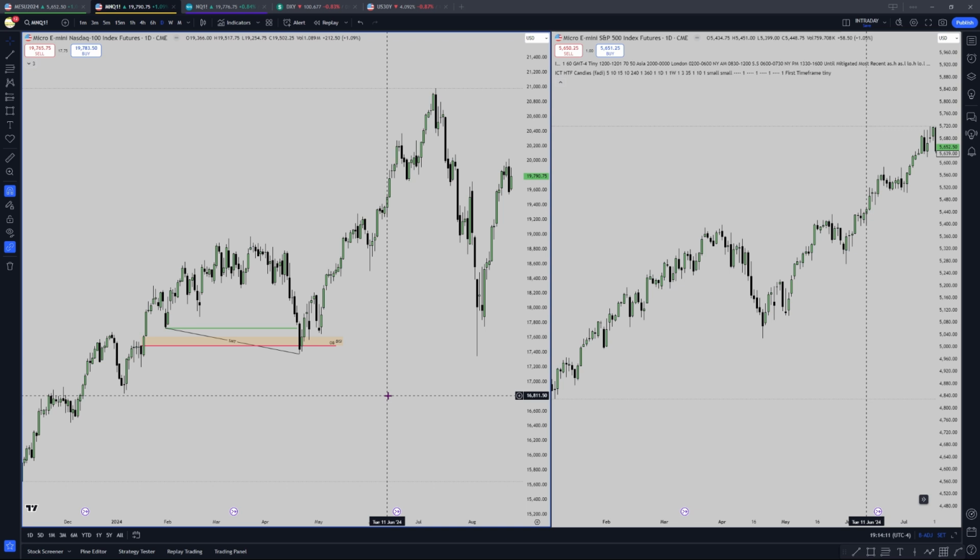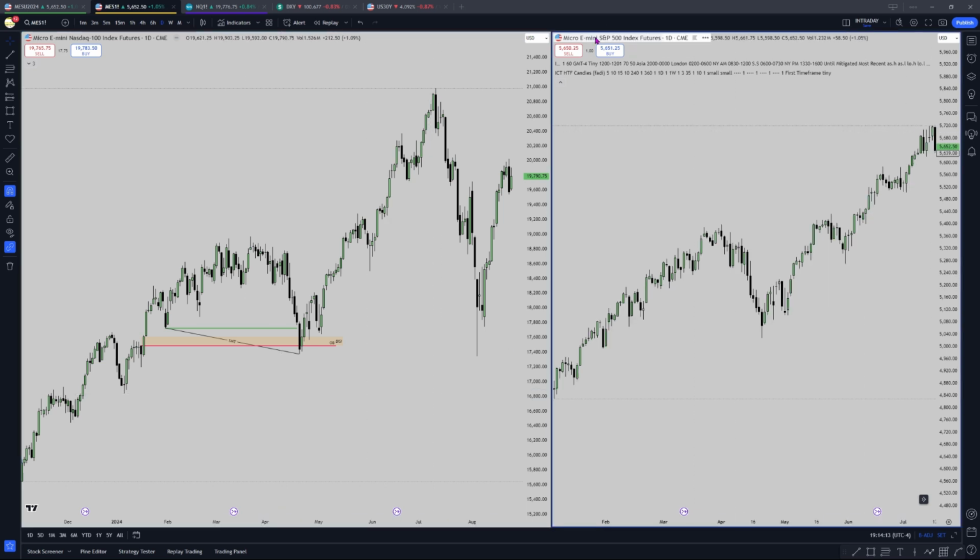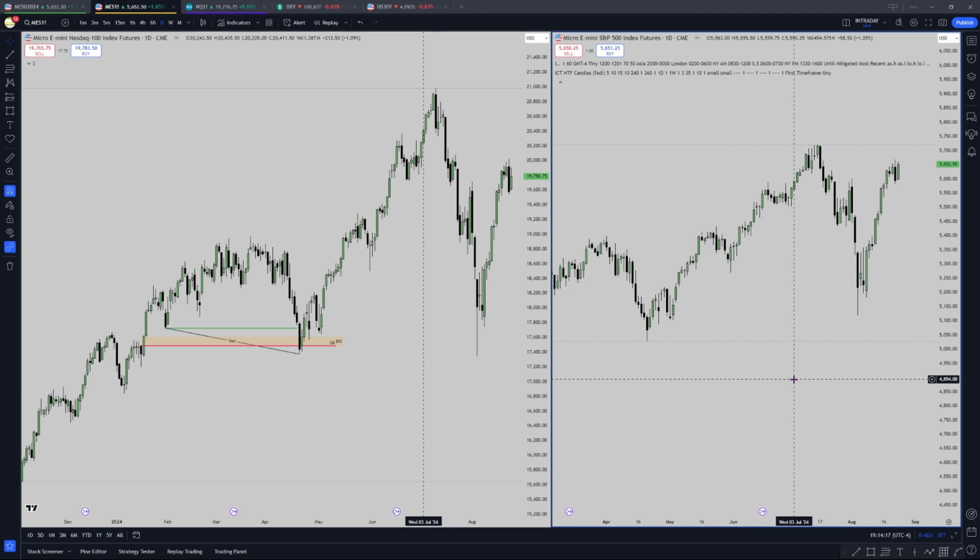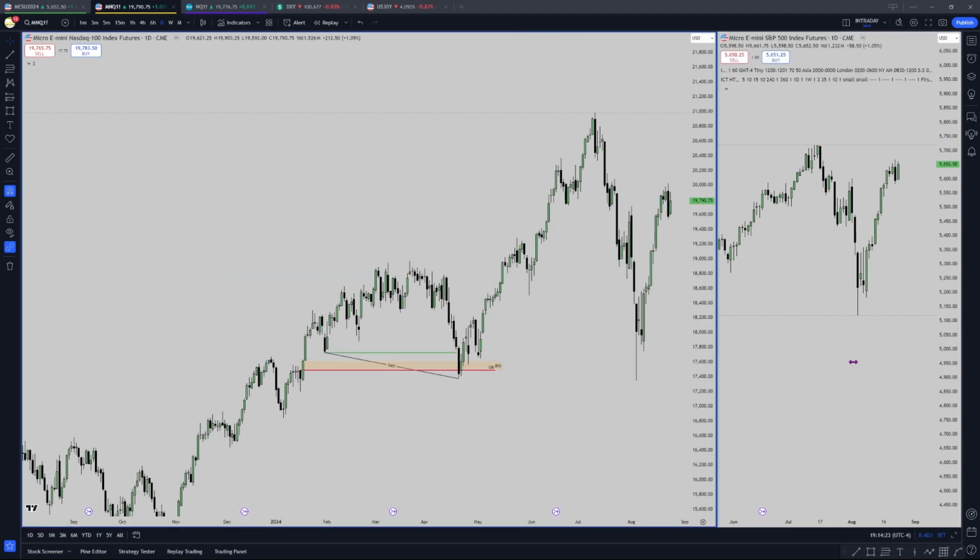Yes, exactly. Another thing you could look at is YM, which is the Dow, but I don't really look at that because it's always doing its own thing. Oh yeah, SMT where it goes the other way.